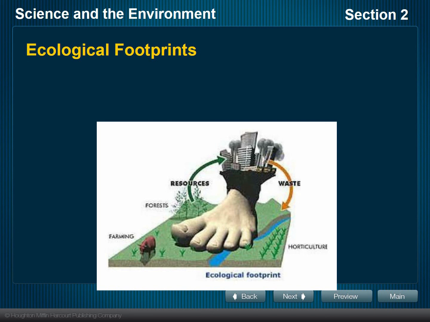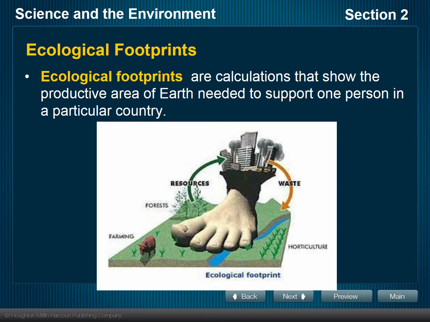An ecological footprint is a calculation that shows the productive area of the earth needed to support one person in a particular country. An ecological footprint estimates the land used for crops, grazing, forest products, and housing. It also includes the ocean area used to harvest seafood and the forest area needed to absorb the air pollution caused by fossil fuels. An ecological footprint is one way to express the differences in consumption between nations.